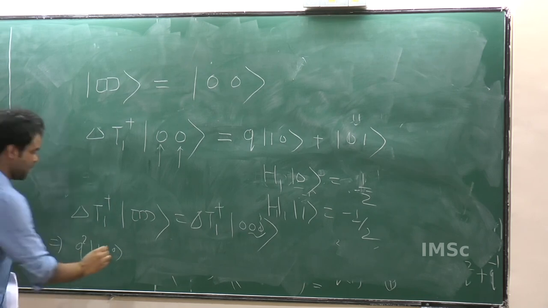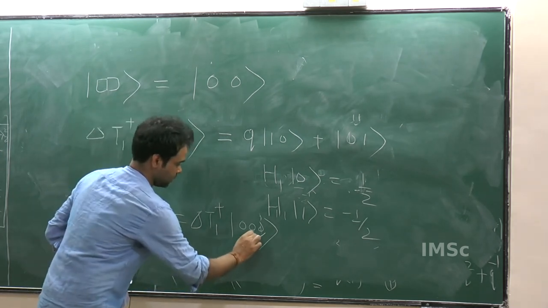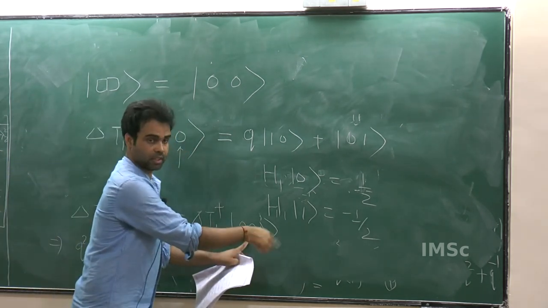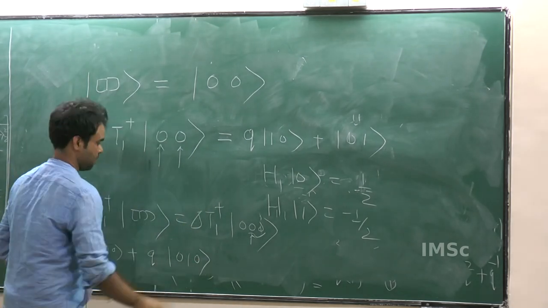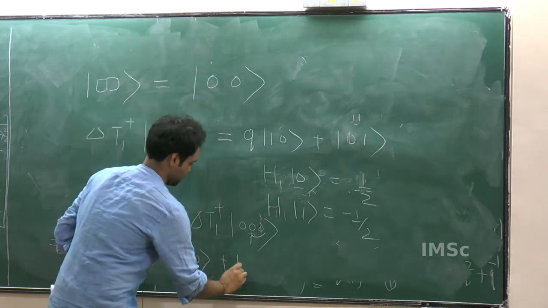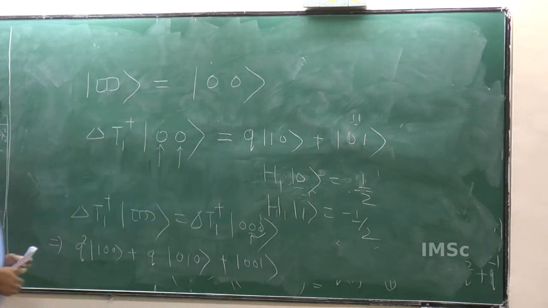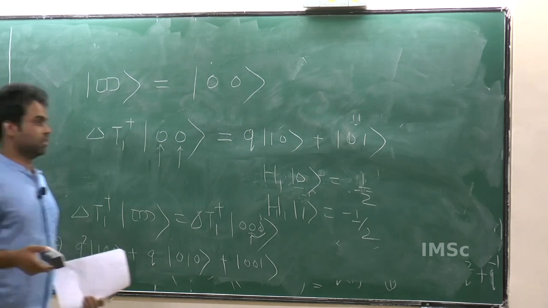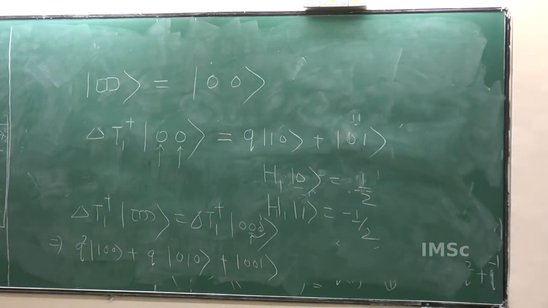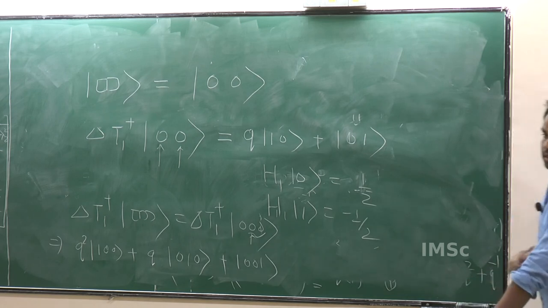And then plus, now T1 will act on this. So how many zeros on the right side? Just one. So Q times 0, 1, 0, plus then the last one, 0, 0, 1. Yes, this is a trick. And for T1 minus, yeah. Sorry, but delta of T plus only acts on the product of two vectors. Yes, sir.